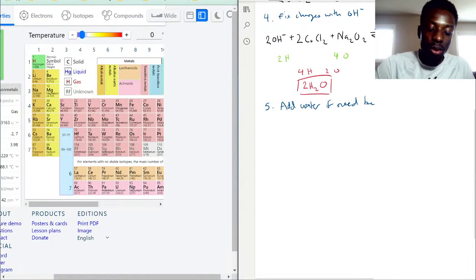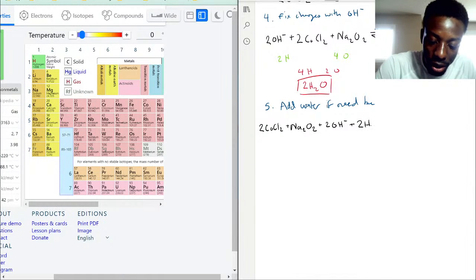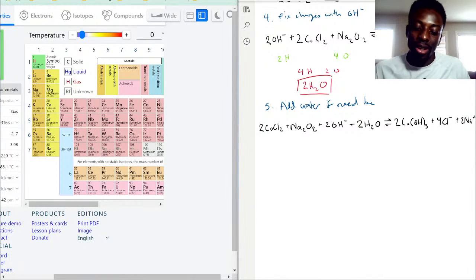So now that we've added water, our full formula is going to be 2COCl2, so the original, plus Na2O2, plus the hydronium ions we discussed earlier, plus water, and that turns into 2CoOH3 plus 4Cl minus plus 2Na plus. Barely fit there. Whew, close one.